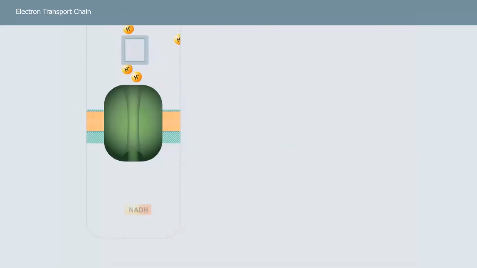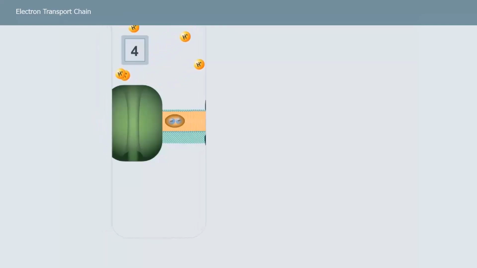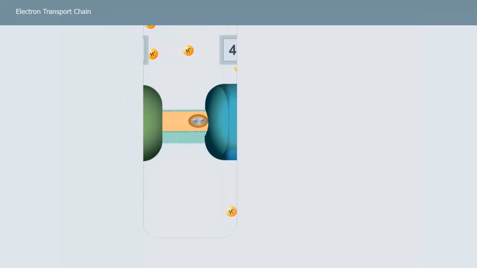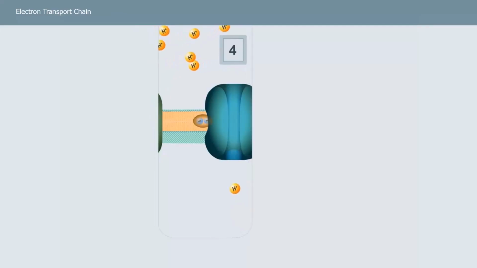NADH passes its 2 electrons first to the complex of NADH dehydrogenase. This complicated protein enzymatic complex is able to utilize part of the energy from the passed over electrons for pumping hydrogen ions. The energy of 1 electron is used for pumping 2 hydrogen ions out. Each NADH molecule therefore contributes to pumping 4 protons through this complex. 2 electrons are then passed over to the mobile molecule of ubiquinone. This molecule passes both the electrons to the second complex, which is called cytochrome bc1.